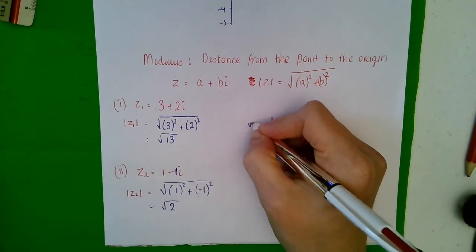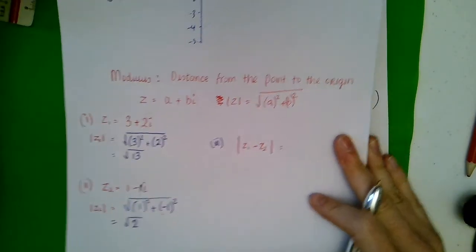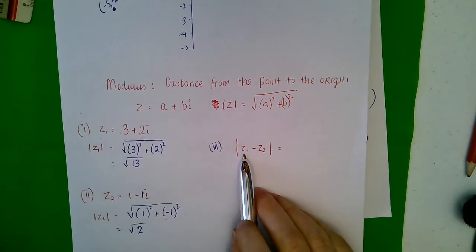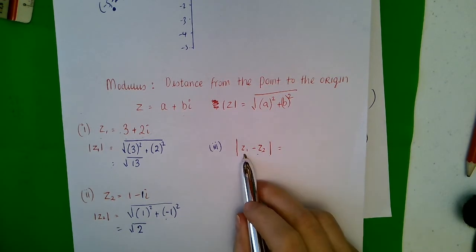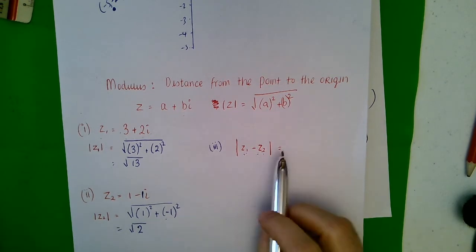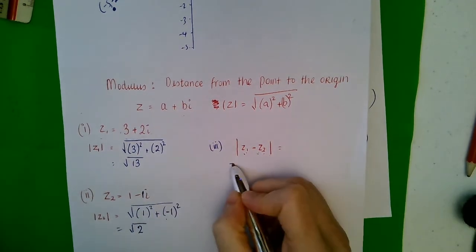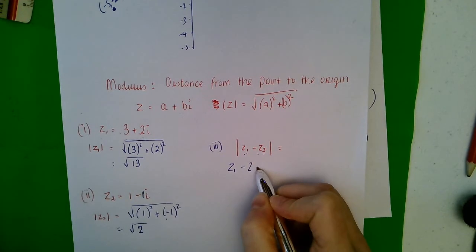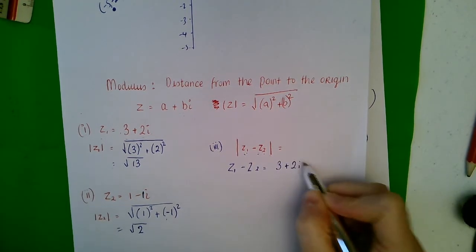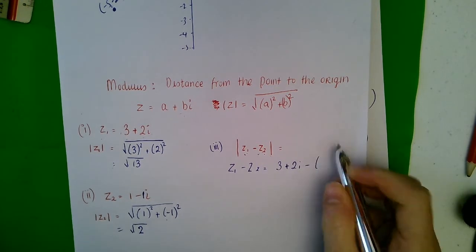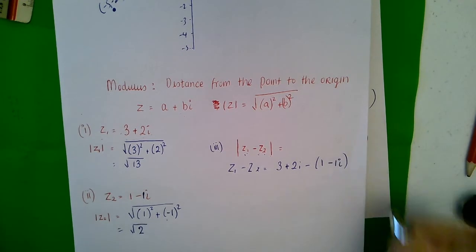In the third and final question here, this is a little bit more difficult because it combines two complex numbers. We want to find the modulus of z1 minus z2. The way in which we do that is we need to firstly find z1 minus z2, because the complex number must be in the form a plus bi. In order to do that, we simply take z1 and we minus z2. So z2 is 1 minus, and you can say 1i or just i.